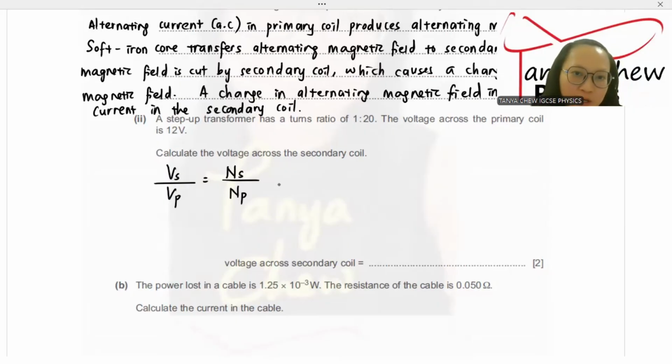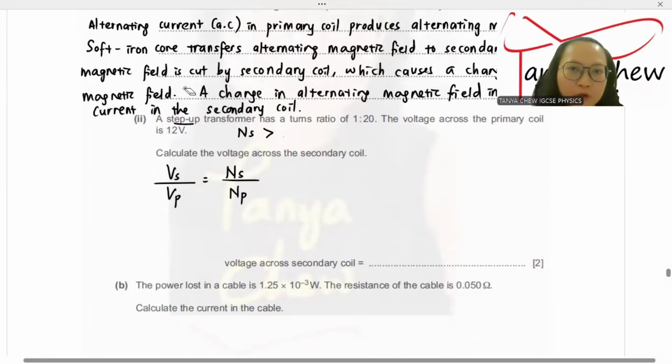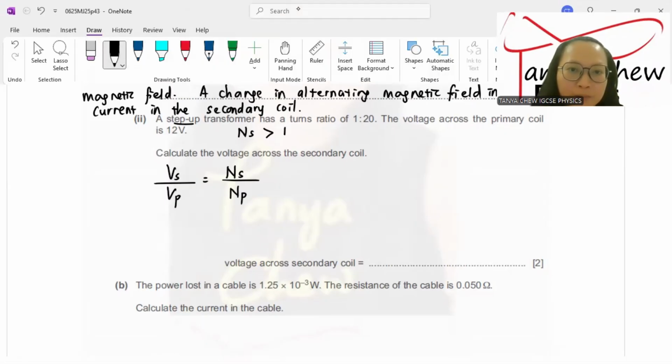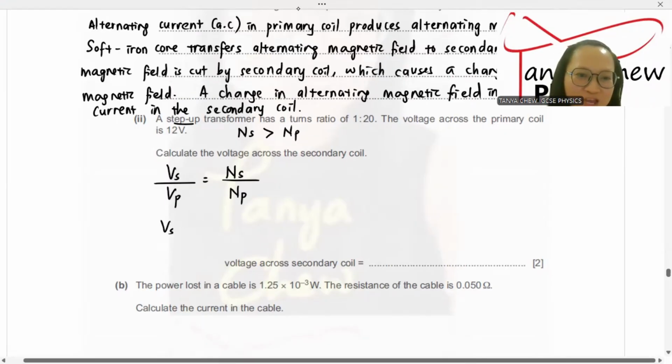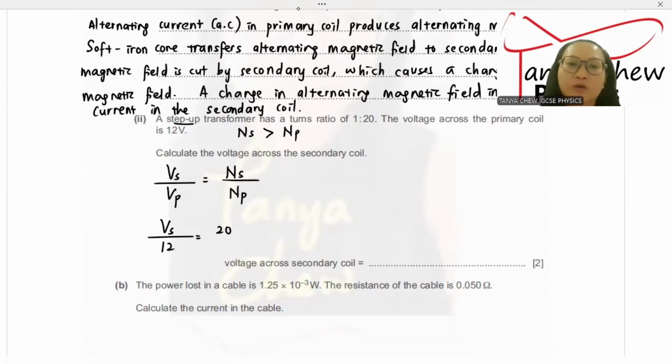Remember, step-up transformer, so the number of turns in the secondary coil must be larger than the number of turns in the primary coil. So Vs, voltage across the secondary coil, divided by 12 equals the ratio, 20 to the number of turns in the secondary coil divided by 1. So V secondary is equal to 12 times 20. So the answer is 240 volt.